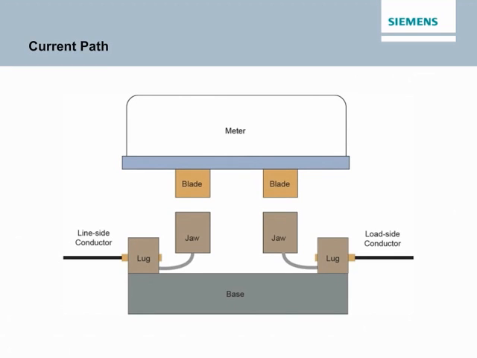When in operation, electrical current flows from the service, the line side, conductors, through the meter to the load side conductors, and then to the load center or panel board for distribution to branch loads.